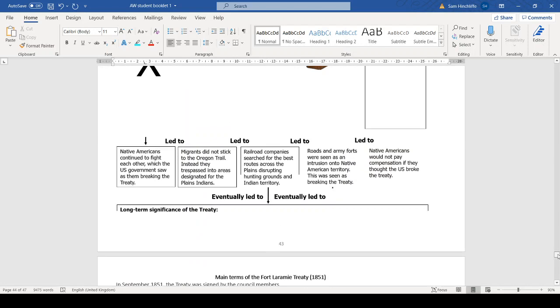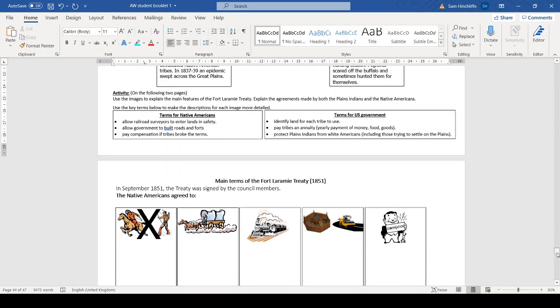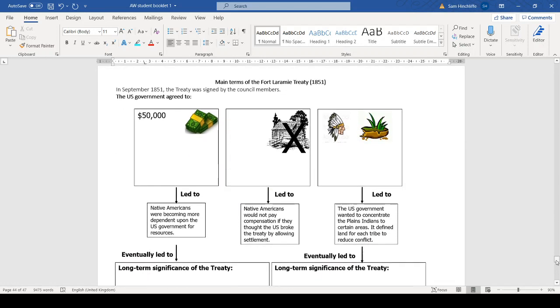The US government also had to agree that they wouldn't build on the land put aside for the Native Americans. And if the Native Americans thought the US government were breaking this treaty, they wouldn't pay them compensation. The US government will break this treaty. They will build land settlements on Native American land. The idea is that bit by bit, Native American land is going to shrink, and they're going to get put on the reservations. So this is a term that the US government just ignore, really.